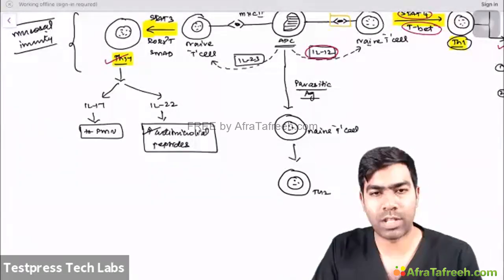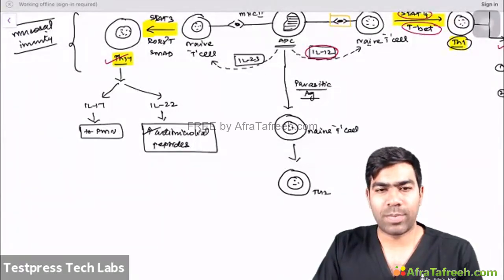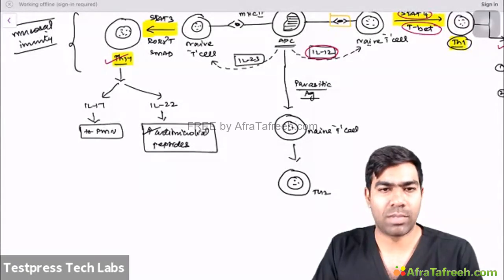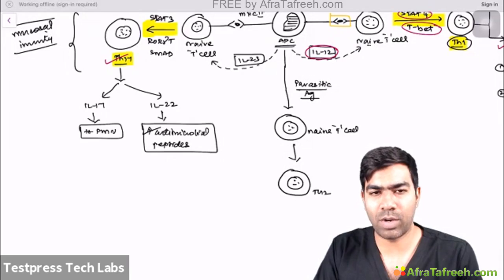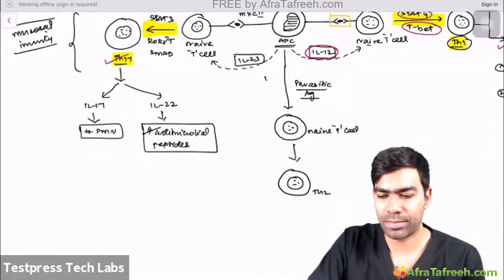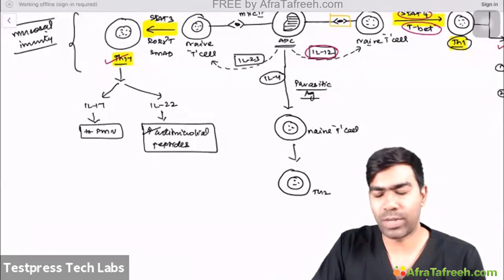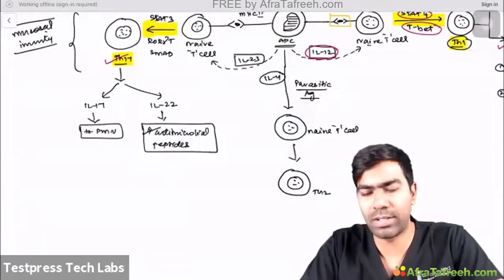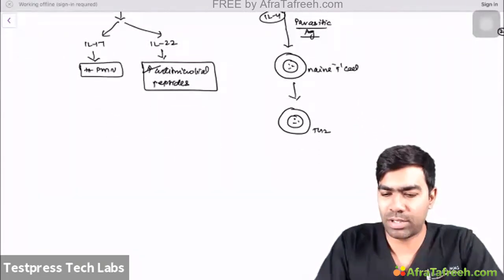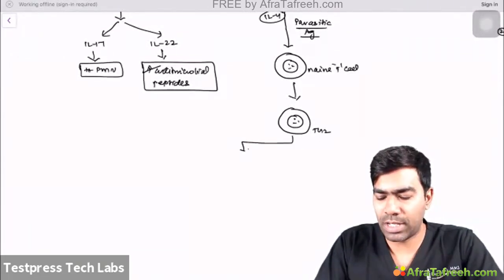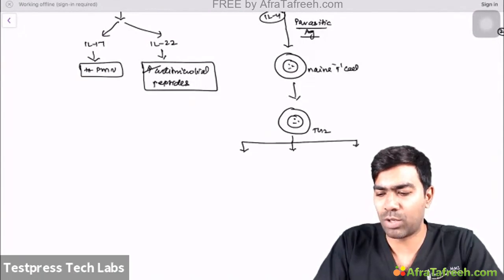T helper 2 pathway. In this particular example, there are some cytokines that are involved. The most important cytokine involved is going to be interleukin 4. Interleukin 4 is very important to convert this naive T cell and direct it towards a T helper 2 pathway. And once the T helper 2 differentiation happens, they produce some signature cytokines of the T helper 2 pathway.